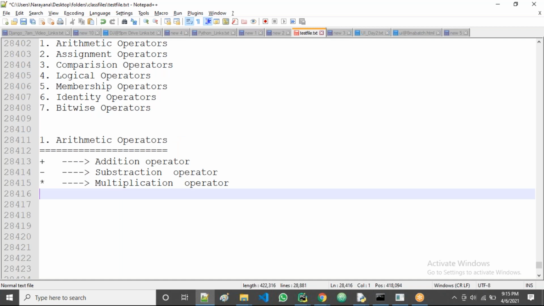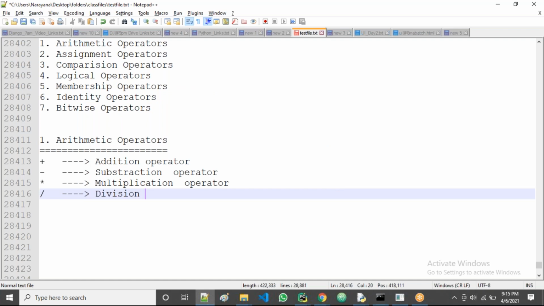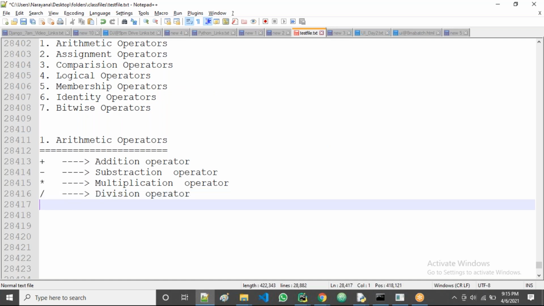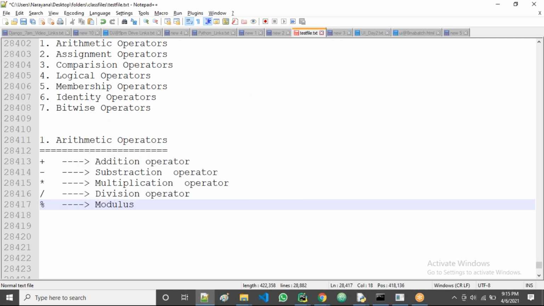Then the next one, which one is this? This is the division operator. Next one, which one is this? Modulus, guys. This is the modulus operator.